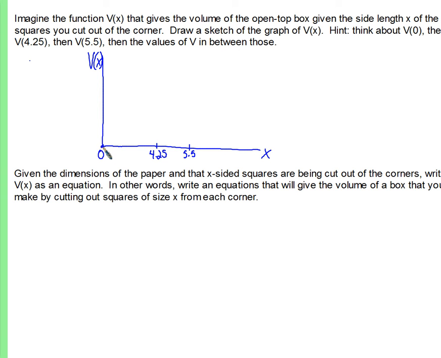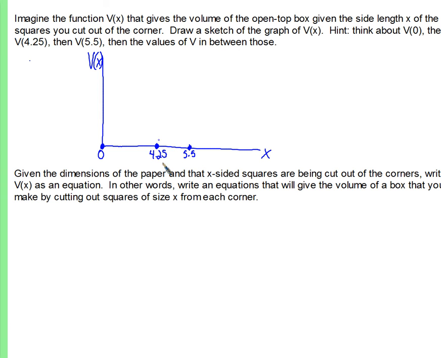Zero. Zero volume. What's interesting about 4.25? I cut out a 4.25. That's half of the 8.5. So those two squares would meet each other, right? And so there'd be no flap. There'd be no flap from the top. So what volume would that box have? Zero. Also zero. What about 5.5? What's 5.5? Half of the long side. It would be 11. So that would also have a volume of zero.